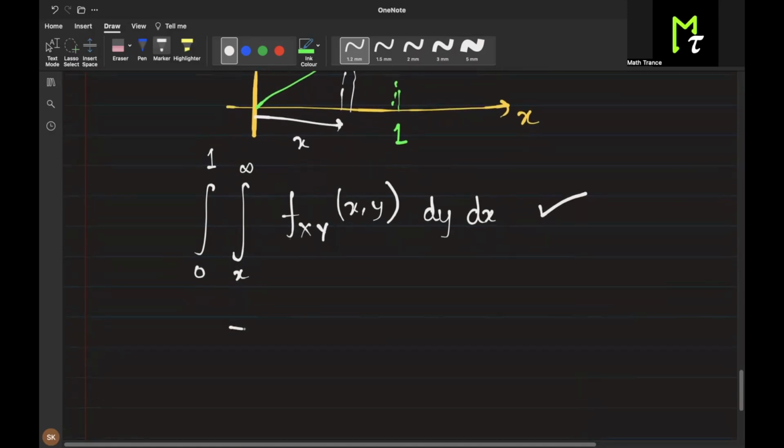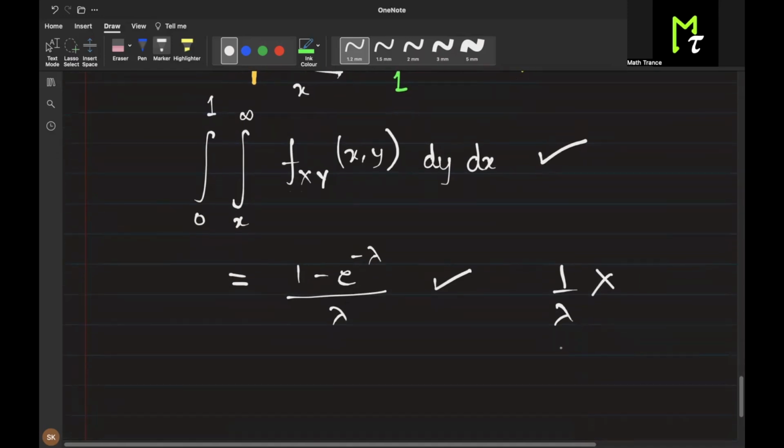And so the correct answer to this problem is this, and not this.